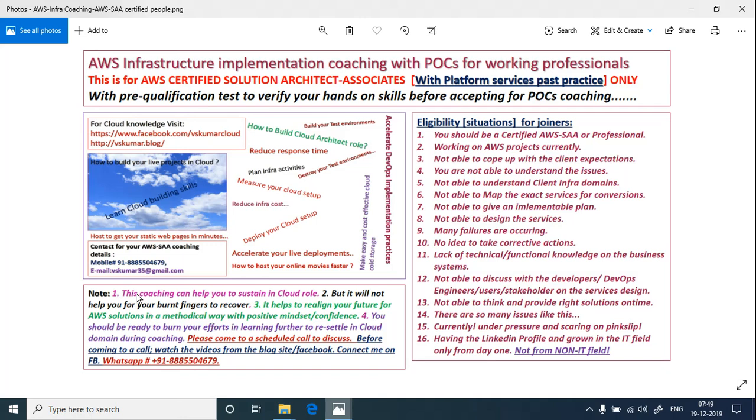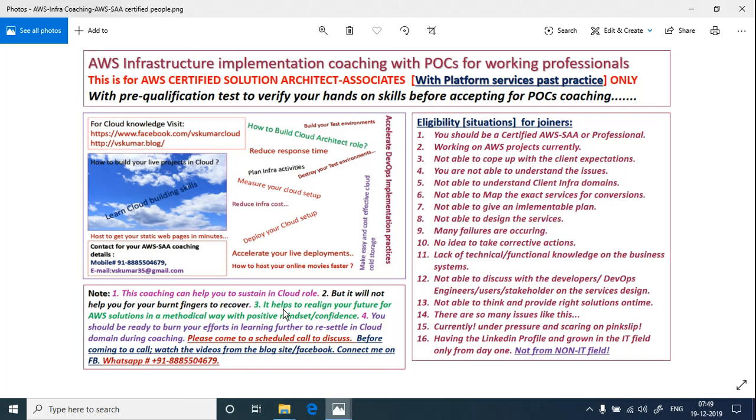And the next one is, this coaching can help you to sustain in a cloud role. Yes, obviously, whatever we discussed, all those gaps are going to be fulfilled, but it will not help you to recall your burnt fingers. Let us say you came with job burnings, job issues. Yes, I'm not going to help you in a short time.